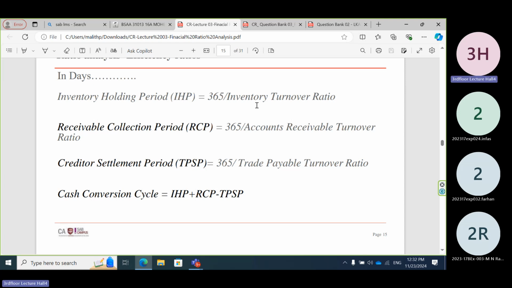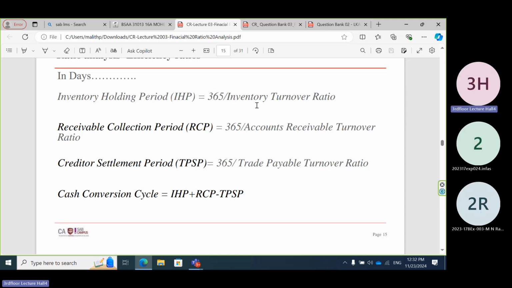You are holding inventory for this much period. You are selling it out, and then the debtor will settle cash after this much. Debtor holding period. So then only you are getting cash. Likewise, you are calculating the cash conversion cycle. The number of cash conversion cycles within a year will reflect the efficiency of the organization. Whatever organization you are leading, try to have more operating cycles within a year. That's all about efficiency.